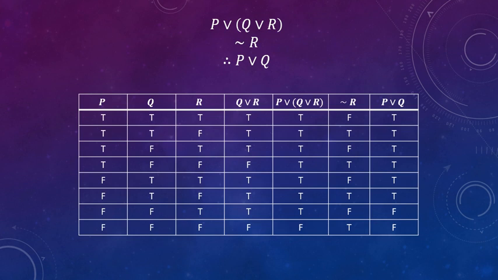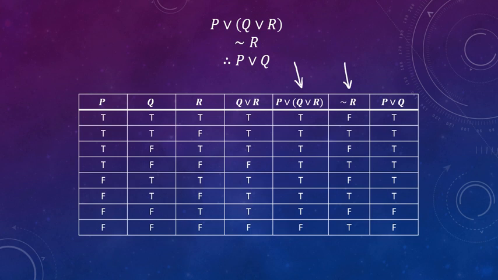Step two, identify all the rows that have all the hypotheses being true simultaneously. So these are the columns that contain the two hypotheses for this particular argument form. We want to see in what rows are both of these things true. And I'm going to highlight these rows by putting an arrow next to them.